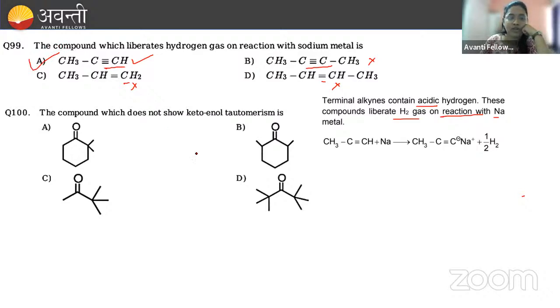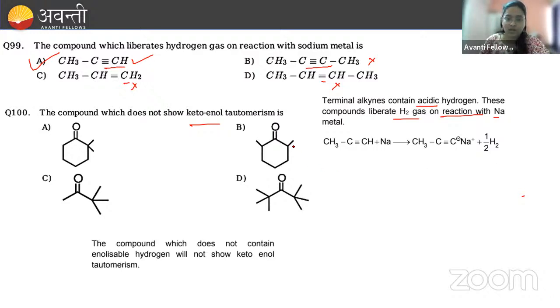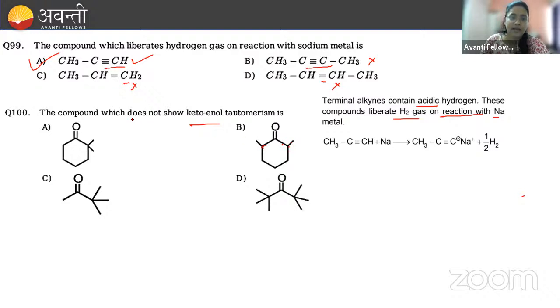Next, the compound which does not show keto-enol tautomerism. So the key factor, the very important thing in order to have the keto-enol form is what? It should have the alpha hydrogen atom. तो यहाँ पे देखो अल्फा हाइड्रोजन है क्या? 1 2 3 and 1 hydrogen is present. 1 2 3 यहाँ पे भी हाइड्रोजन present है, बट यहाँ पे हमको क्या बोला? Does not show. सो यहाँ पे हाइड्रोजन है, यहाँ पे भी हाइड्रोजन है, so it is going to show.